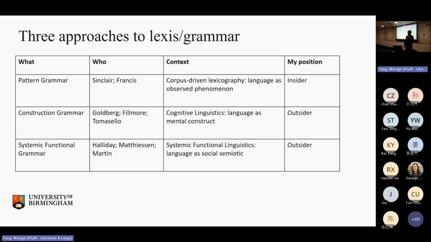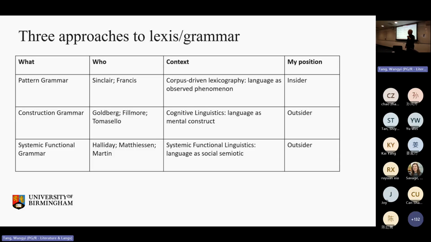So my aim was to reconcile, to bring together 3 approaches to lexis and grammar, which it seemed to me had rarely spoken to each other, but had a lot of ways in which they could inform each other. And these were pattern grammar, construction grammar, and systemic functional grammar.